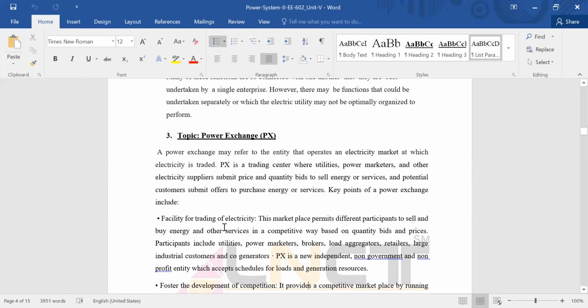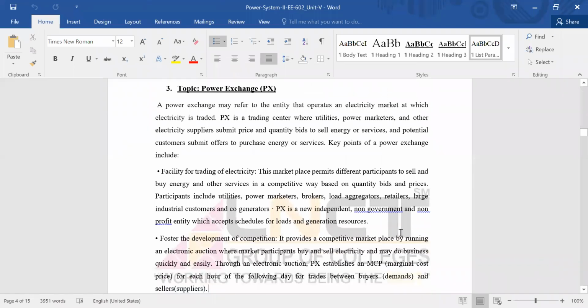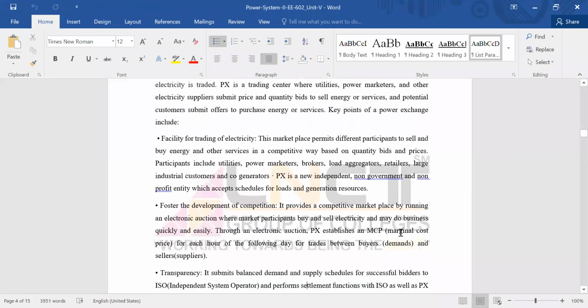Then we have a facility for trading of electricity. This marketplace permits the different participants to sell and buy services in a competitive way based on quality and prices. Participants include power marketers, brokers, load aggregators, industrial customers, or co-generators. The power exchange is a new independent, non-government and non-profit entity which accepts the schedule for loads and generation resources, and then fosters the development of competition.